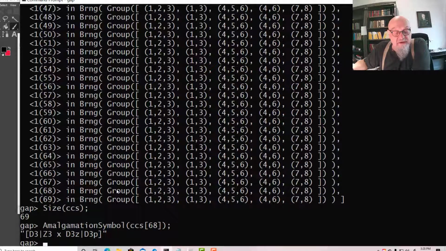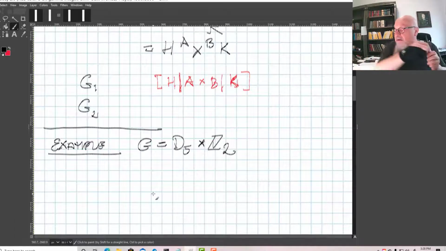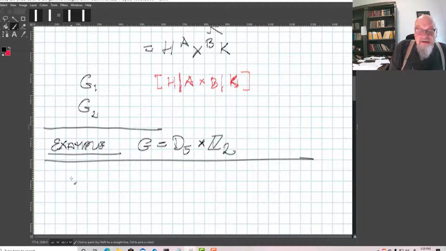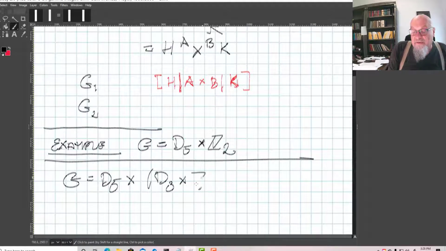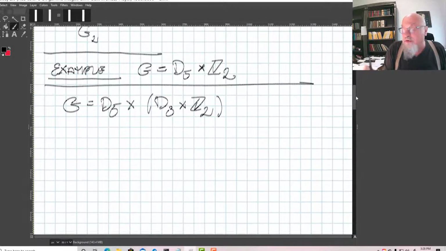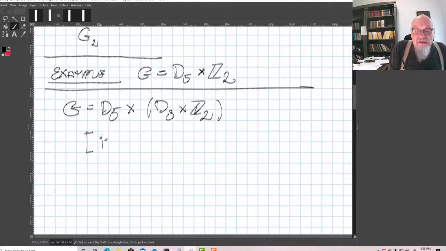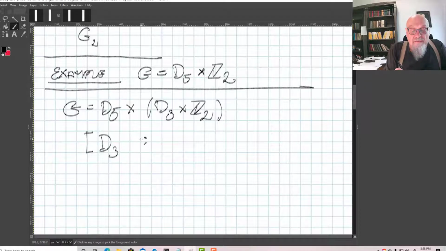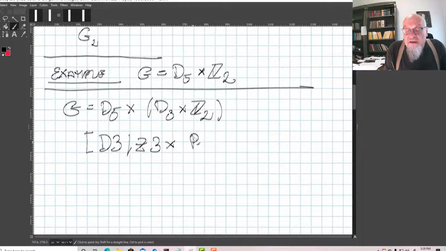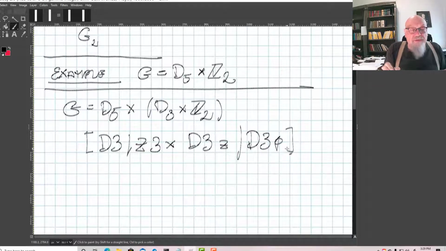So let's go and identify it. So what do I get? I'm getting here, this is the case. So let me underline, this is G equal D5 times D3 times Z2, and we have here two symbols, namely that one. So this is D3, and here we got Z2. Then you got Z3, and D3Z, and then you have here D3P. So that's what the computer returns, and then the amalgamated notation in this case will be like that.